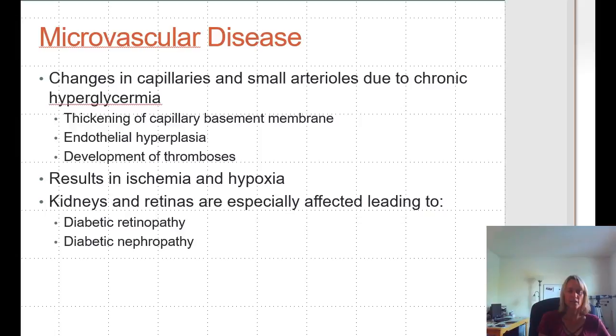This can lead to a thickening of the capillary basement membrane, as well as hyperplasia of endothelial cells and the development of thromboses. This can lead to ischemia and hypoxia, and particularly susceptible are the retinas and the kidneys, and this can lead to diabetic retinopathy for the retinas or diabetic nephropathy in the kidneys.